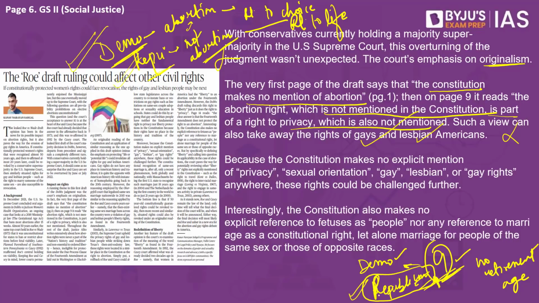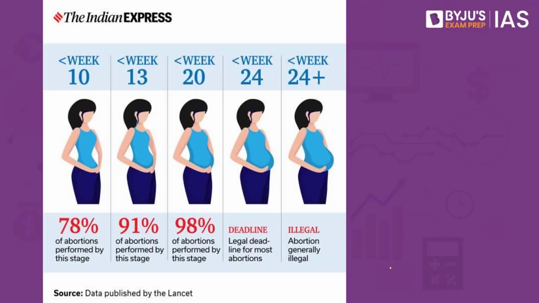Because the Republican Party for many, many years has been saying that abortion should not be allowed, it is against the right to life, and now that their judges are in the majority in the Supreme Court, this will happen very, very soon, which is a dangerous sign for the times to come in the US.